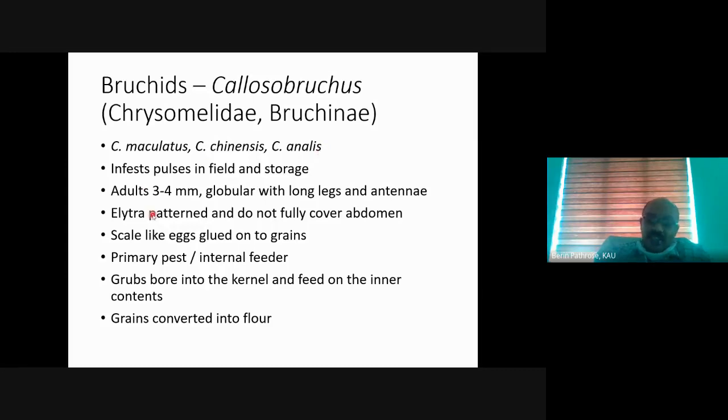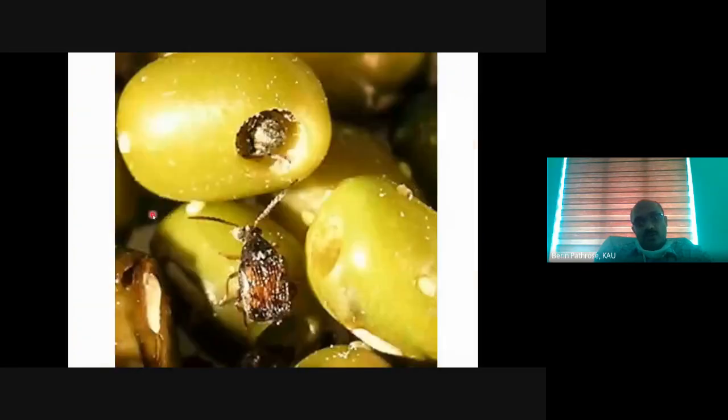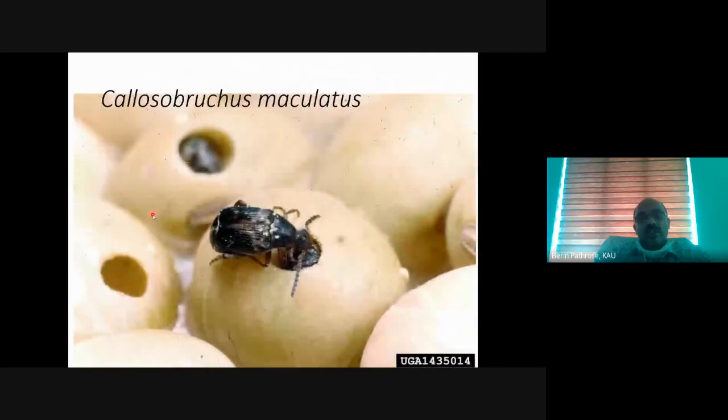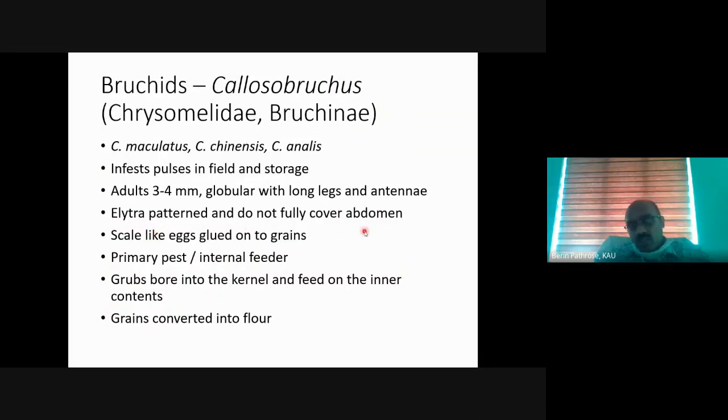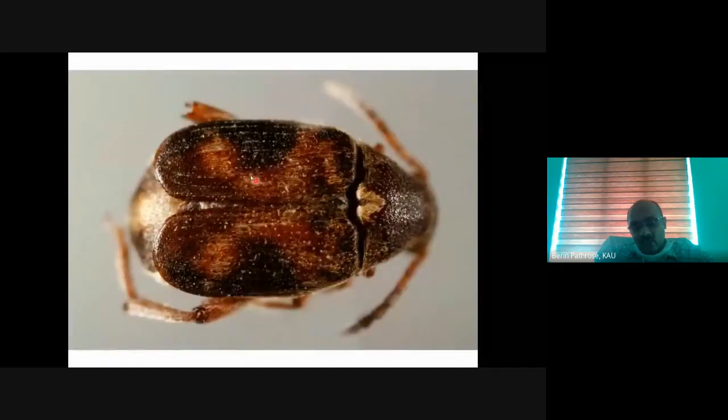The adults are 3 to 4 mm in size, globular with long legs and antennae. Another typical feature is that the elytra do not cover the abdomen fully. The elytra is also patterned; you can see a pattern over the elytra. So again: 3 to 4 mm, globular with long legs and antennae.